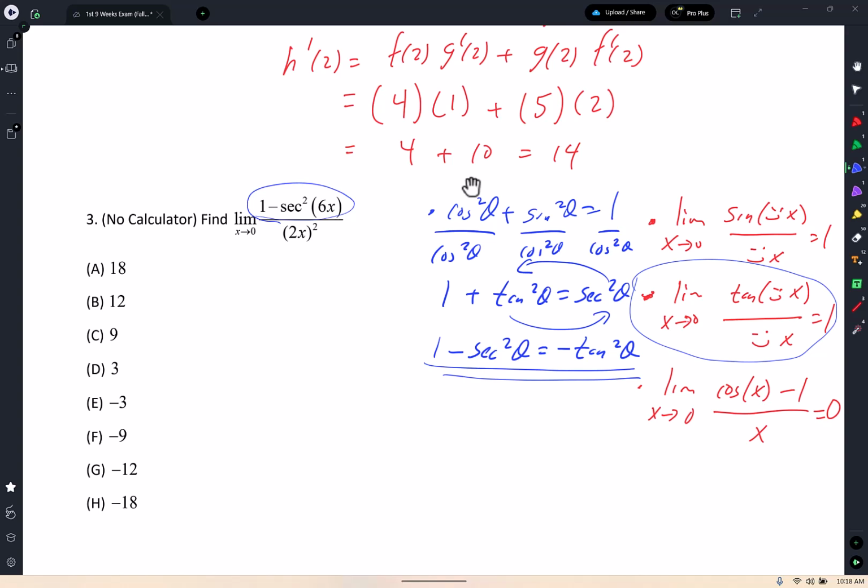Do you guys see the substitute that we're going to do? Yeah, I'm going to slow down. I'm going to substitute 1 minus secant squared 6x with negative tan squared 6x. And I'm going to use this property that I circled. So I'm going to write limit as x approaches 0. And I'm going to replace it. It's a negative tan squared. I'm going to keep the argument. 6x over, and I'm going to square this, 4x squared. Have I lost anyone?